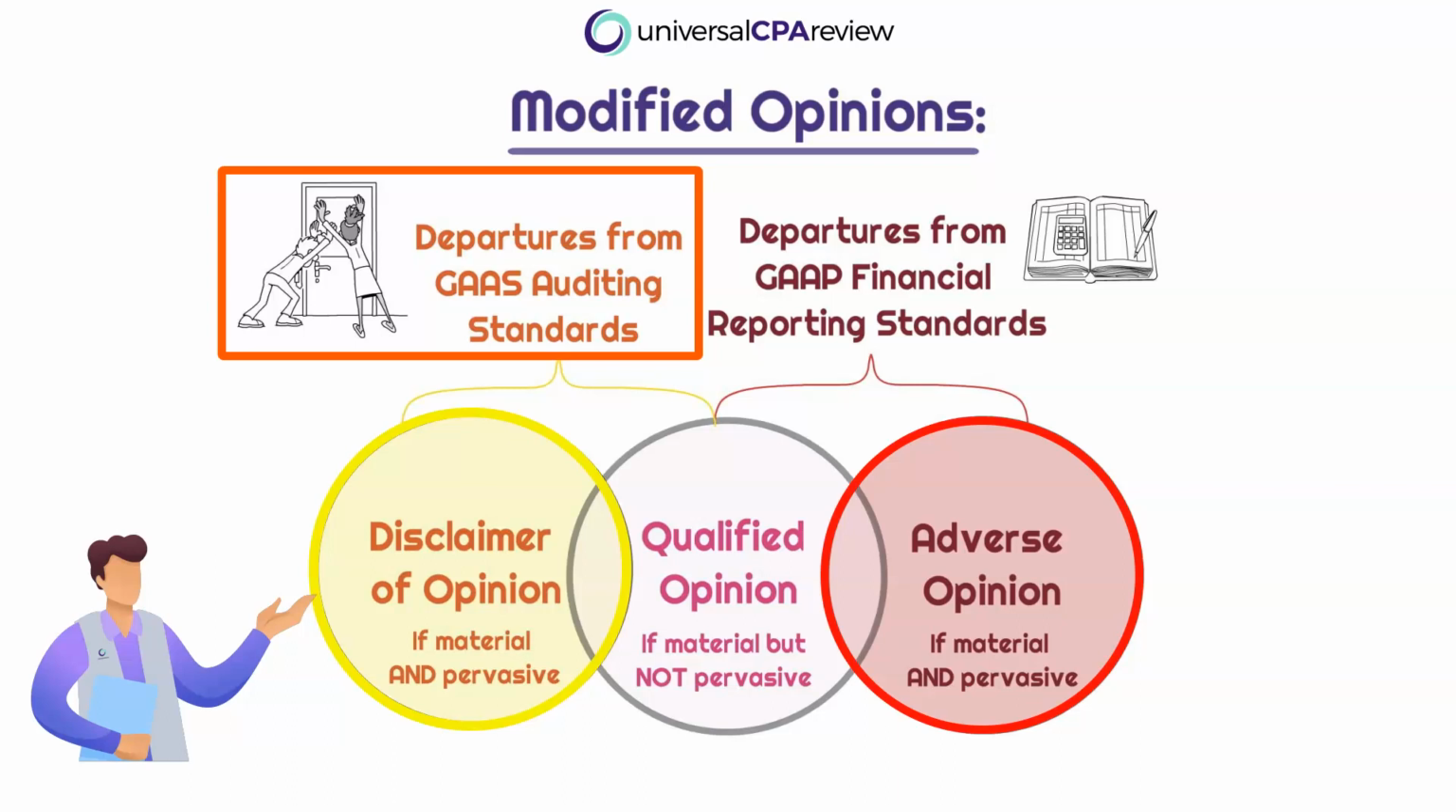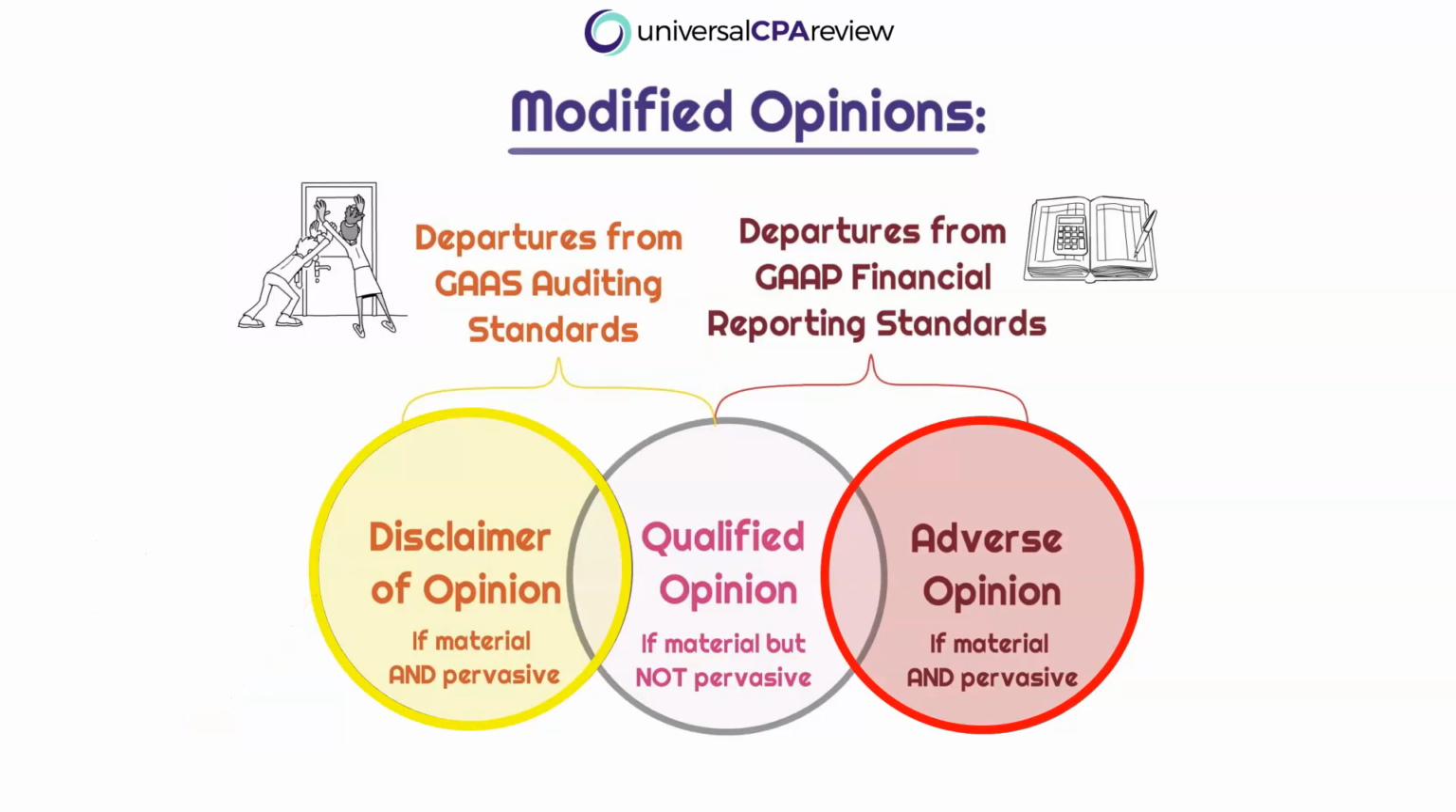These can also be known as scope limitations or departures from generally accepted auditing standards. Okay, so in short, adverse opinions will be issued for departures in US GAAP, whereas disclaimer of opinions would be issued for departures in GAAS. And then in the middle, we have qualified opinions. Now, qualified opinions can be issued for both departures in US GAAP, aka for financial reporting issues, or departures in GAAS, aka auditing issues.